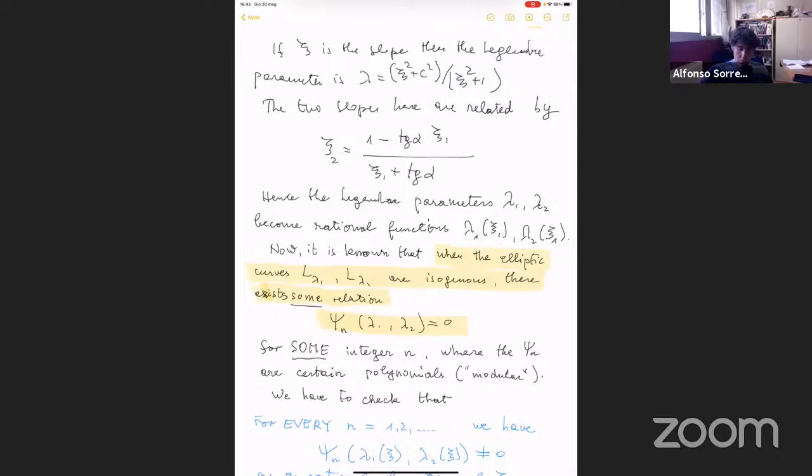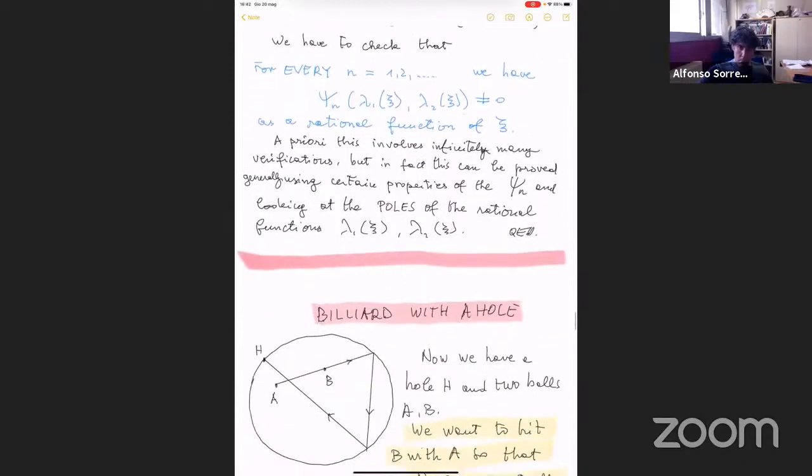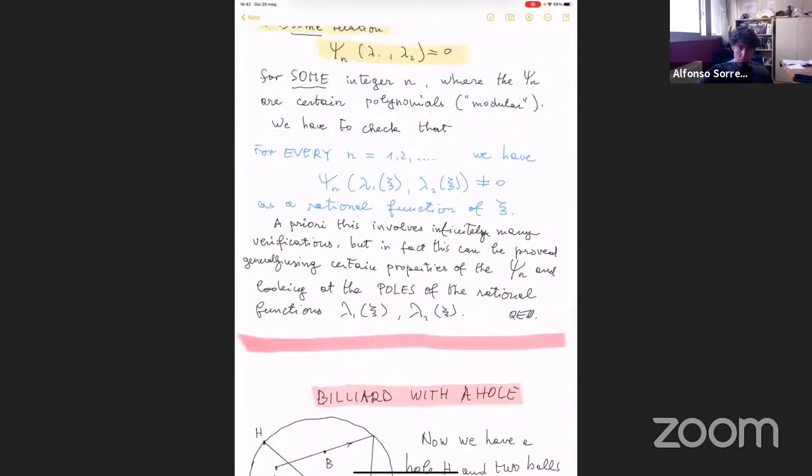And how to check that the families are not isogenous? Well, I skip this. One may use the so-called modular equations. For lack of time, I skip this technicality. It may be checked by using the properties of the so-called modular equations. These modular equations form a family. There is one modular equation for each integer, and they classify the isogenies, so to say, and looking at the poles of the functions, one may exclude that any of these modular equations is verified. So this completes the sketch of the proof.